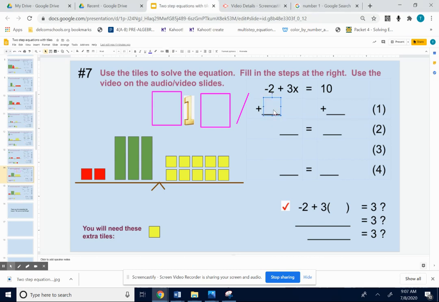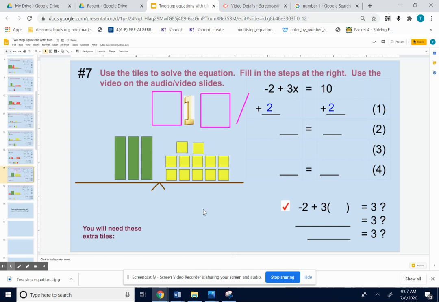So I'm going to add a +2 to the left, and to balance it out, I'm going to add a +2 to the right. And I'll just go ahead and show you what we did before. If I add 2 positives to the left, I've got to add 2 positives to the right. And the 2 positives and 2 negatives cancel each other out on the left.